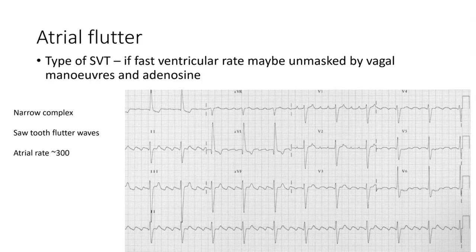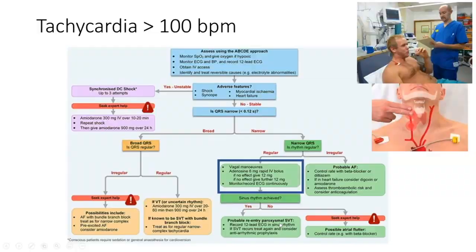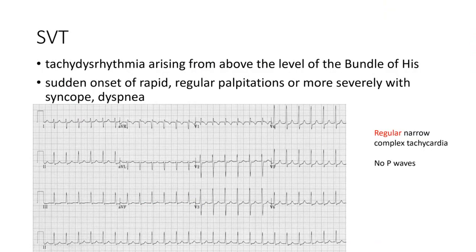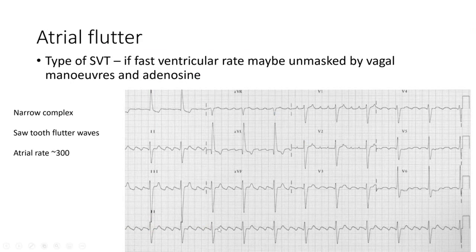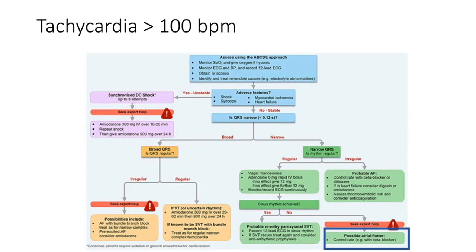However, in some cases, it may not. Atrial flutter might be one of those cases, which is a type of SVT, where the ventricular rate may just be unmasked by your treatment of the SVT. When you've done your initial management, you may uncover these classical sawtooth pattern flutter waves with a typical atrial rate of around 300 here. So it might be a case that you do have atrial flutter, in which case you would need expert help, and then likely want to just control that rate to begin with a beta blocker.